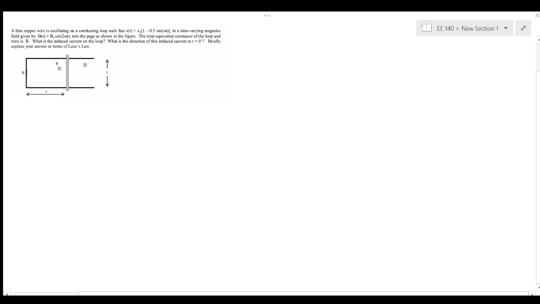The problem states a thin copper wire is oscillating on a conducting loop such that x(t) equals x naught times (1 minus 0.5 sine omega t) in a time-varying magnetic field given by B equals B naught sine 2 omega t into the page, as shown in the figure. The total equivalent resistance of the loop in the wire is R. What is the induced current on the loop? What is the direction of this induced current at t equals 0? Plus, briefly explain your answer in terms of Lenz's law.